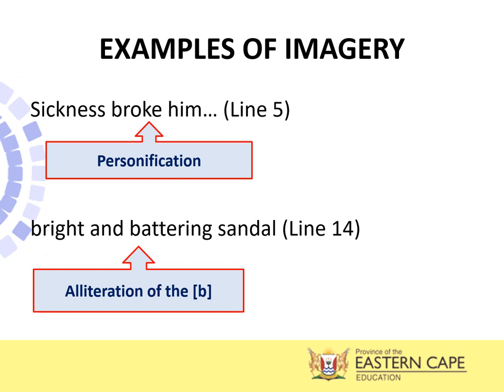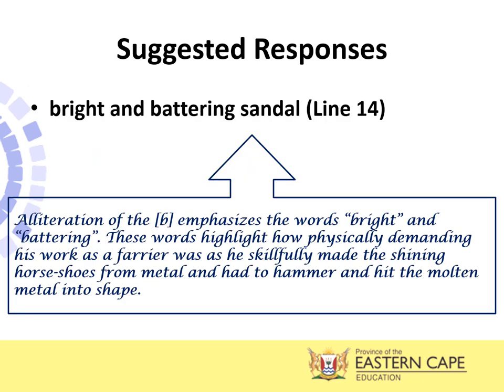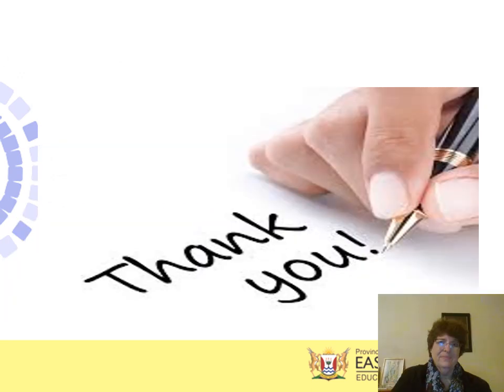Examples of imagery: sickness broke him, we have personification there, and then alliteration of the B in bright and battering sandal. Right, sickness broke him, this personification. Sickness is like a destructive person who breaks his body as he suffers from TB. And then alliteration of the B emphasizes the words bright and battering. These words highlight how physically demanding his work as a farrier was, as he skillfully made the shining horseshoes from the metal and had to hammer and hit the molten metal into shape.